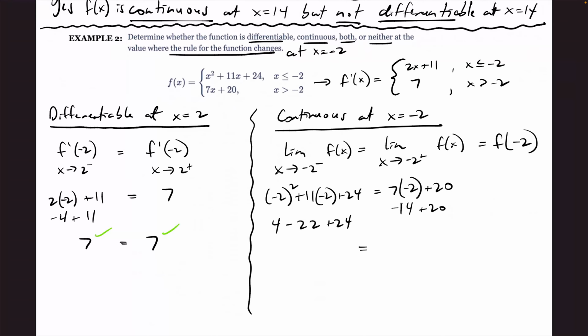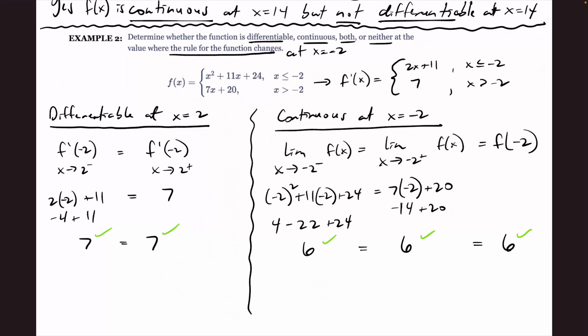So differentiable at 2, plus 24. It is differentiable at 2. We both get 7 when we plug in -2 to the derivatives. Differentiable, you've got to plug in, let's see, continuity, I'm not sure. This side I got 6. This side I would also get 6 because -18 plus 24 is 6. This side I would get 6 as well because I would plug it into the first one, x squared plus 11x plus 24. So all of these are equal.